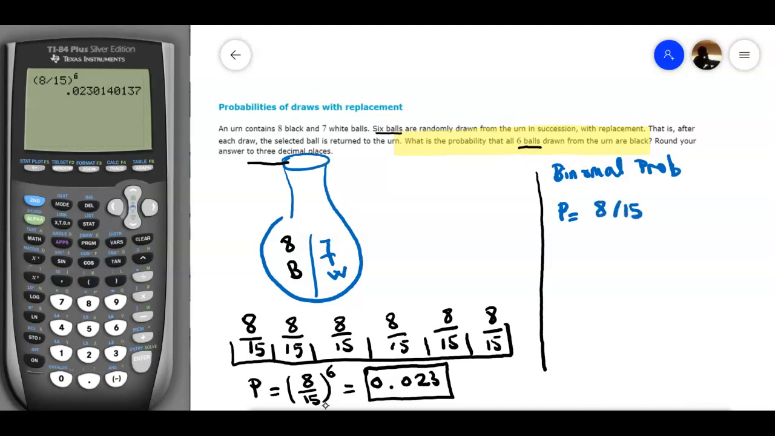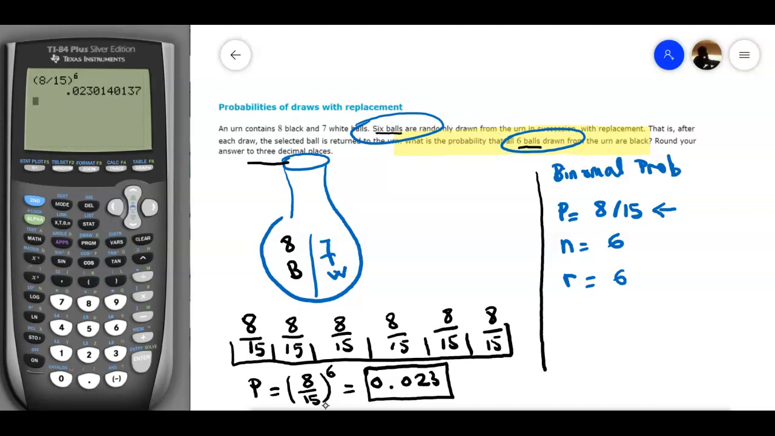Now, the number of total trials is 6. So n is the number of total trials, which is 6. And the r for this is going to be 6 as well, because that's the number of successful trials. Whenever we say successful, it means you are selecting with this probability, 8 over 15, the successful trial being getting a black ball, and that happens 6 times. And we are allowed to have r and n both equal to 6, right?